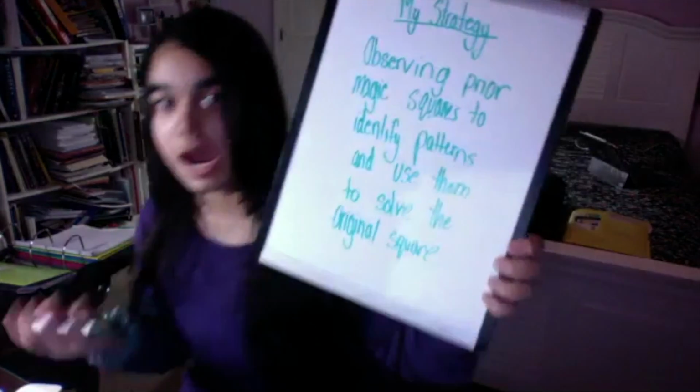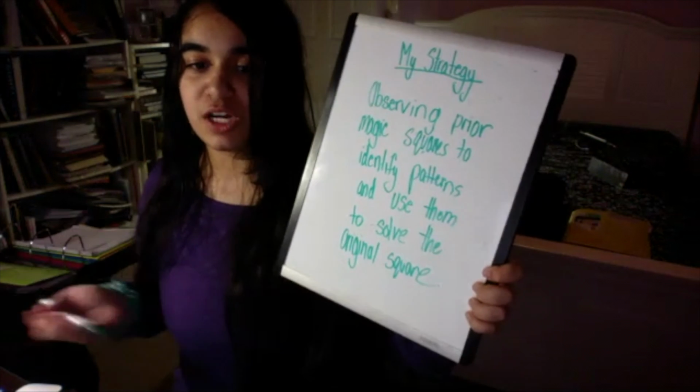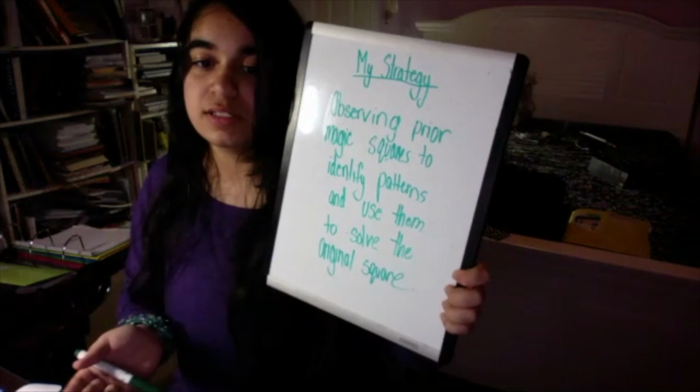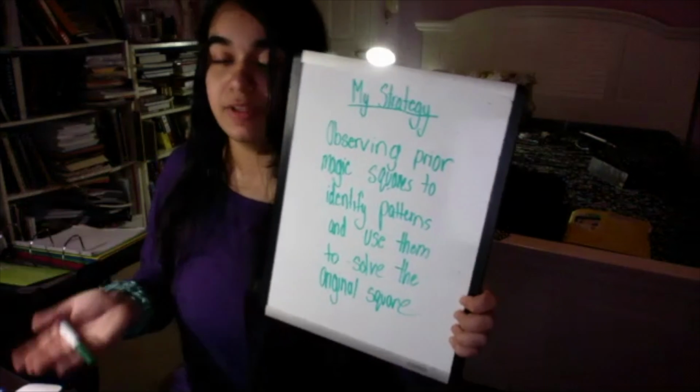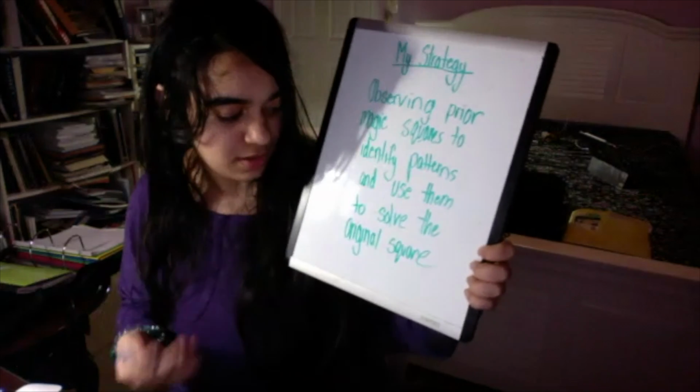So actually, my strategy is a bit different from yours, but it runs along the line of trial and error. I was thinking of observing prior magic squares and analyzing them, and then trying to identify their patterns. Because once you identify patterns, you can apply them in similar situations, such as the situation that we're in now. So that's what I was thinking.